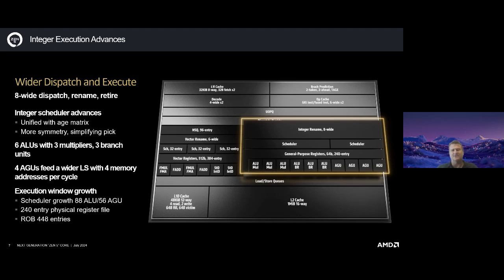When we went to 6 ALUs, we have 3 multipliers, and those ALUs are the same, and we have 3 branch units. So you can see the scheduler can easily know which half of the ALUs it needs to go to if it has those particular instructions. We have 4 AGUs, or address generation units, to feed the wider load store unit, so it gets the right 4 memory addresses per cycle. And overall, we had to grow the window to support all the new instructions we're now able to get in flight in the machine.